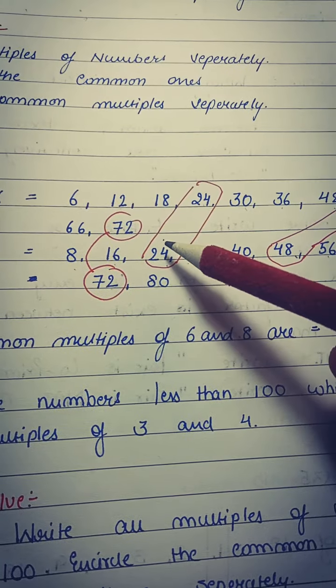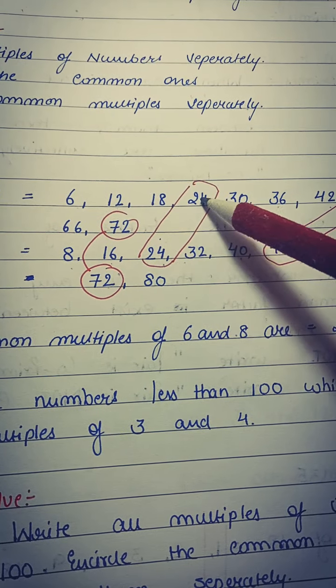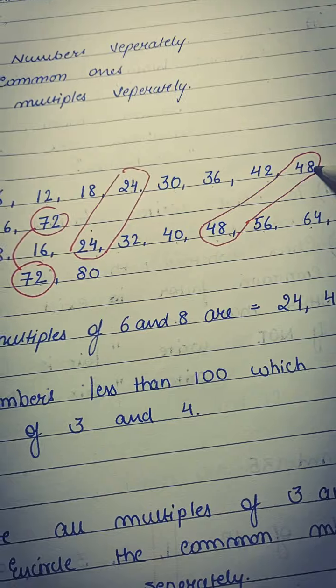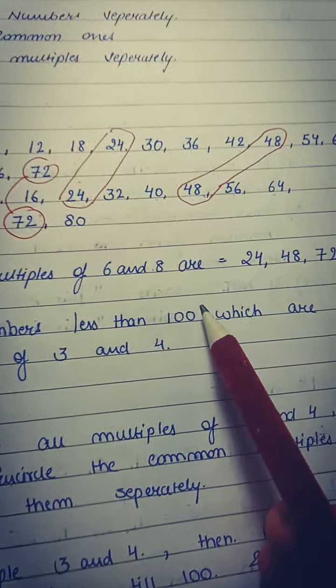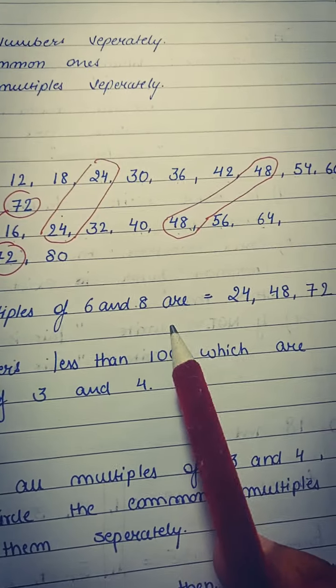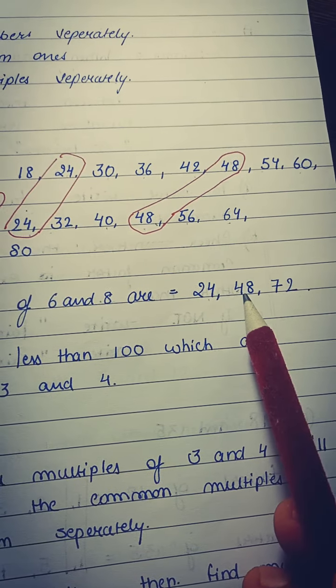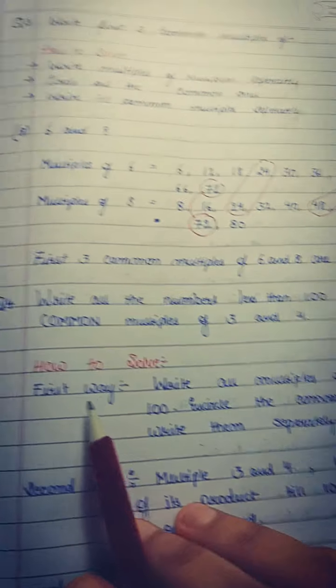Now the common multiples can be located. The first common multiple is 24, the second one is 48, and the third one is 72. Now I'll write them separately over here. The first three common multiples of 6 and 8 are 24, 48 and 72.